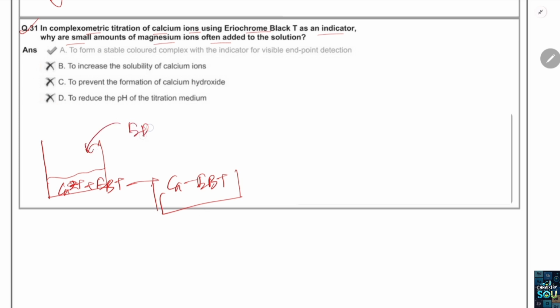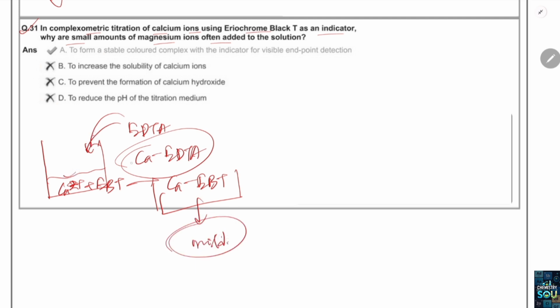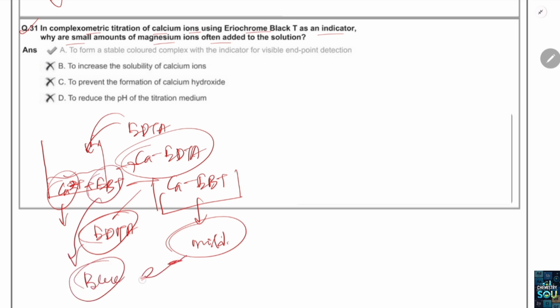When we are adding the EDTA, it will bind to the calcium and generate the EDTA complex. Suppose this color is a mild color. At the end point, when the Ca2+ is finished and we add an extra drop of EDTA, there is no metal to bind with it, and the EBT will be free, and free EBT color is blue. But as this is a mild color, the change from mild to blue is not that precise, so we can't determine the sharp end point.